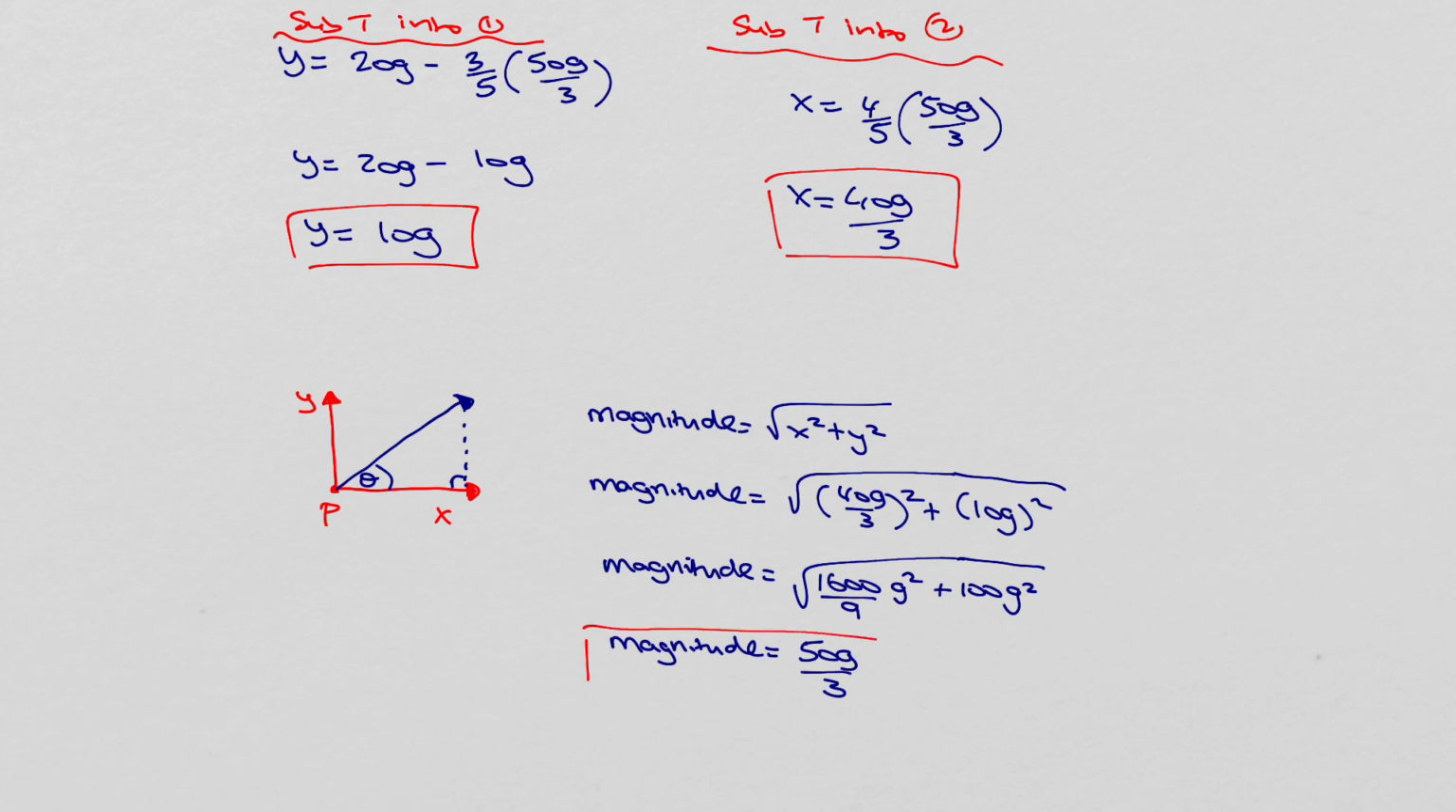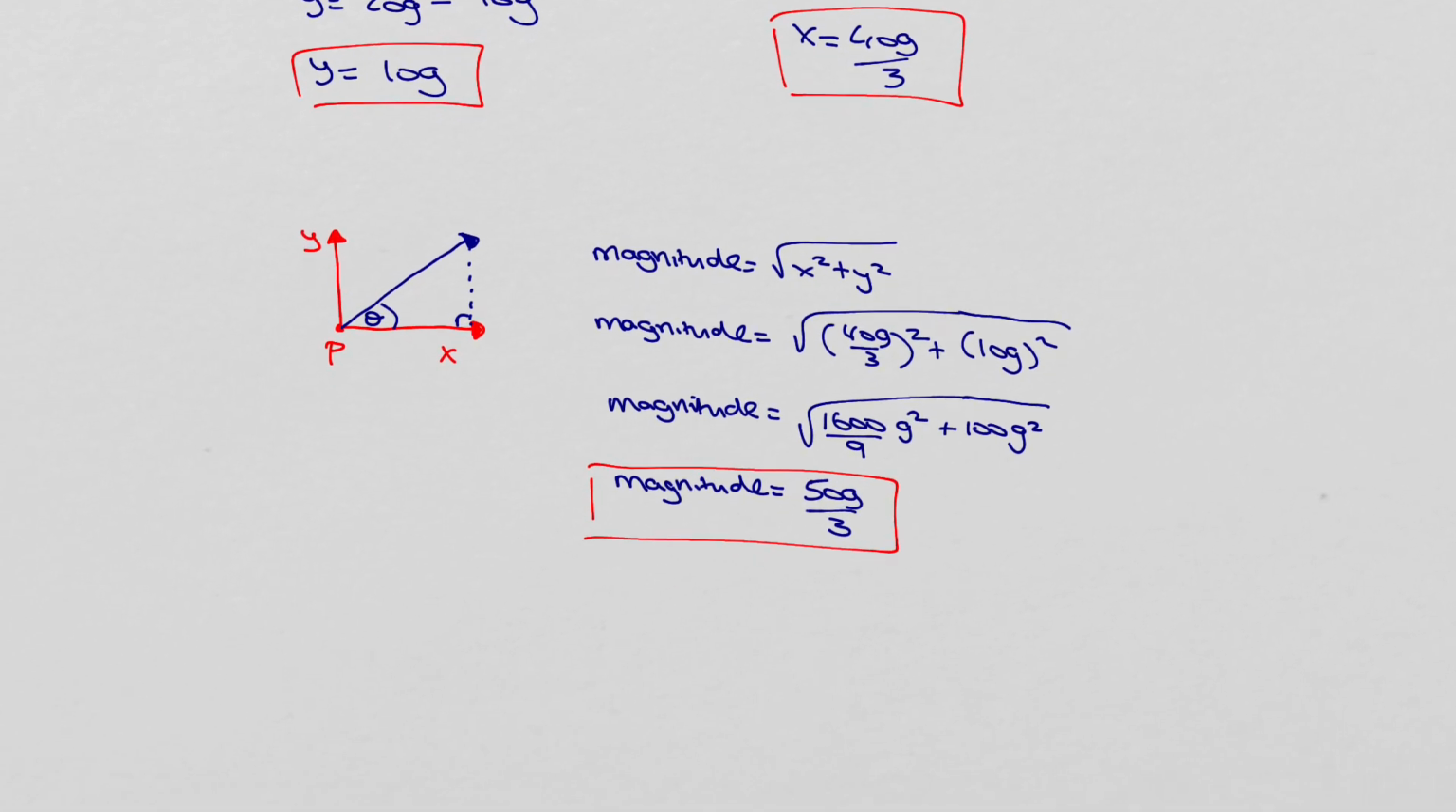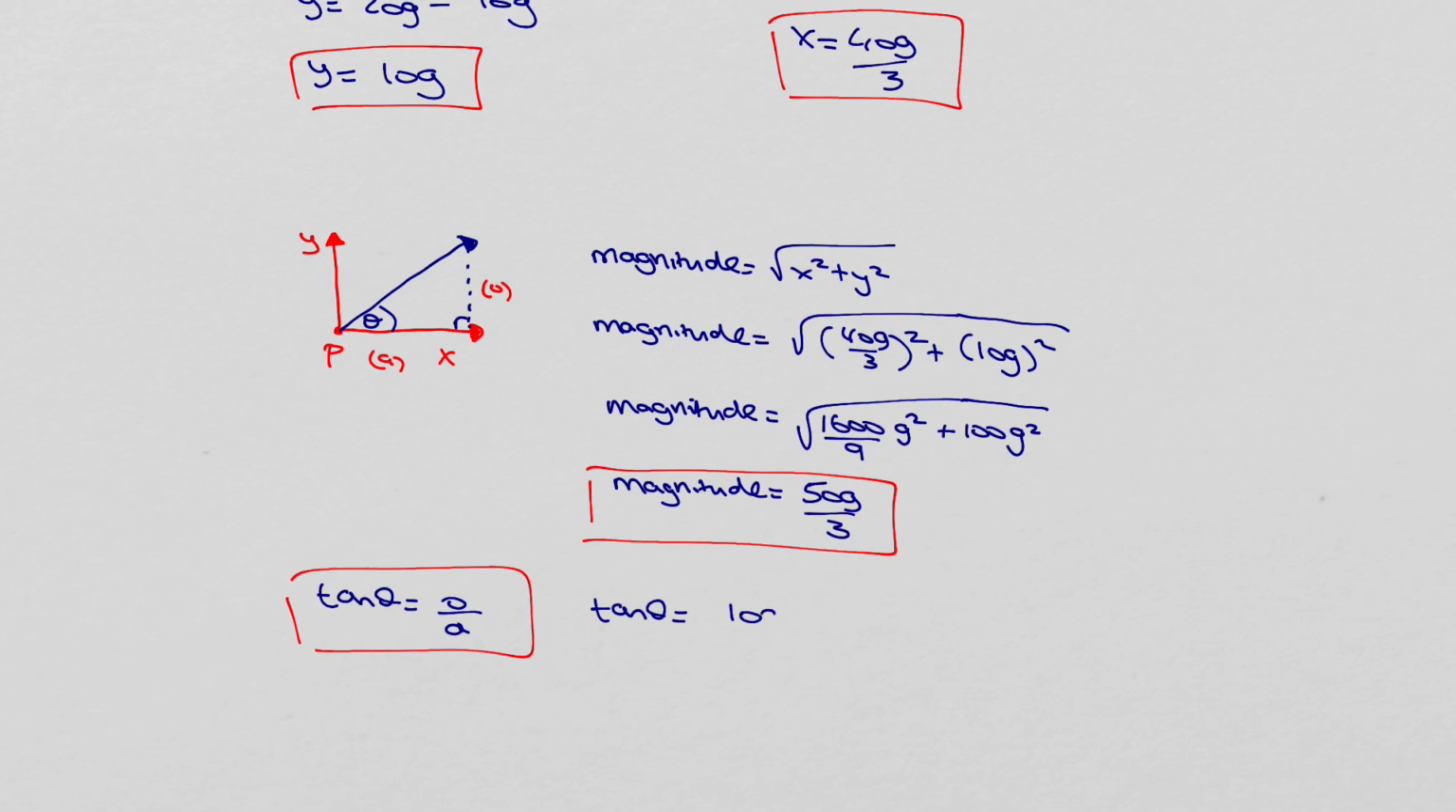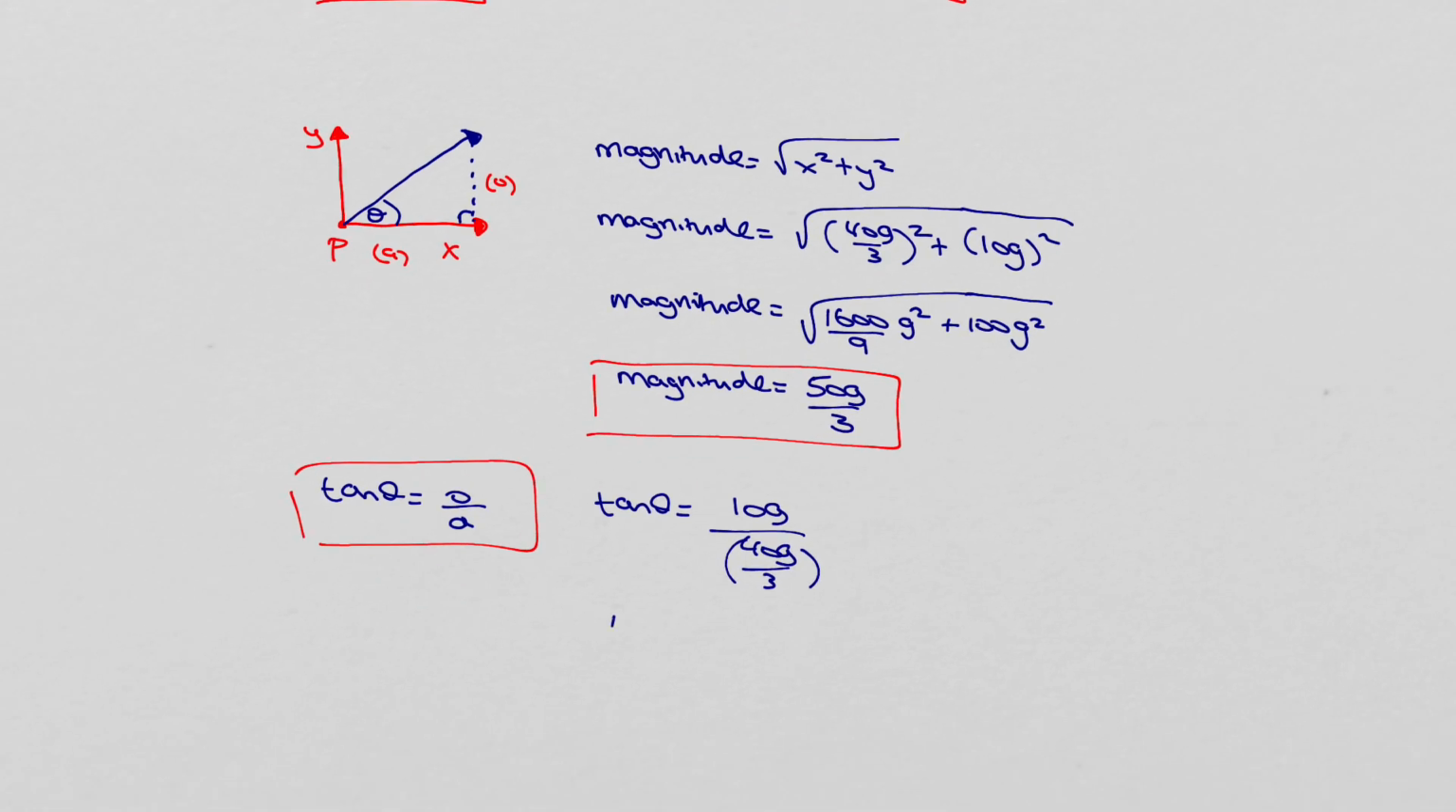And now we have to find our direction. So our direction is always just going to be opposite over adjacent. So in other words, y over x. So y is 10g over x, which is 40g over 3. And that gives me tan theta is equal to 3 over 4. And therefore theta is tan inverse of 3 over 4. So the direction is 36.87 degrees.